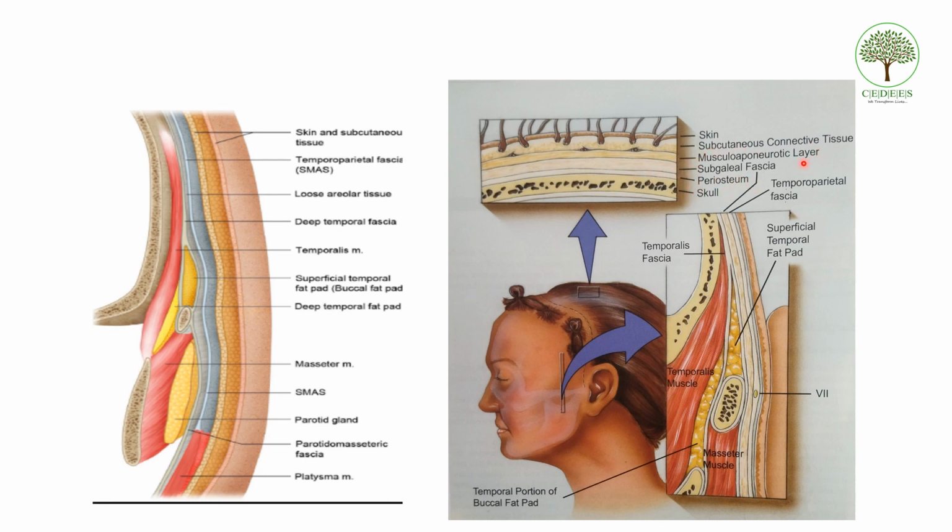Okay, this galea extends laterally as the temporoparietal fascia. This temporoparietal fascia is also called the suprazygomatic SMAS. What is SMAS? It is the superficial musculoaponeurotic system, which is called SMAS. Okay, in the face, the SMAS extends to the platysma muscle. In the face, the SMAS lies superficial to the parotidomasseteric fascia.